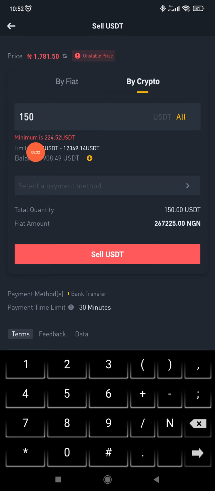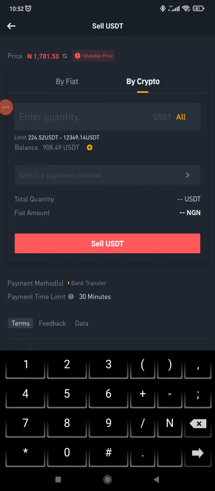Now what is it saying? It said minimum is 224. It's now reminding me that the minimum is 224.52. It means I cannot enter anything less. So I've got to up it up. So I'm going to put 253. Yeah. Now the moment you can see, I will no longer get that error message anymore.